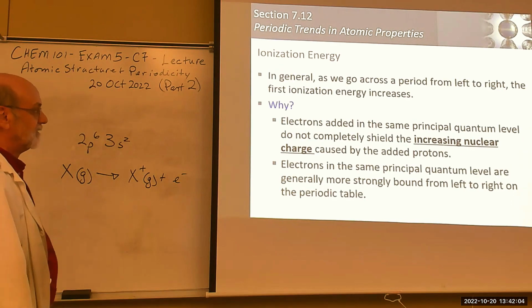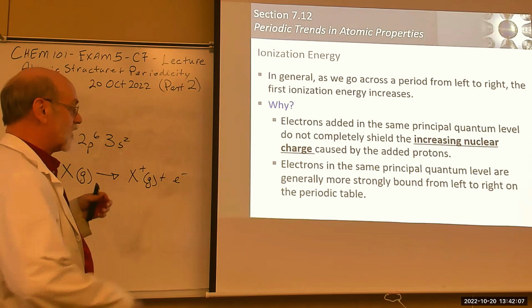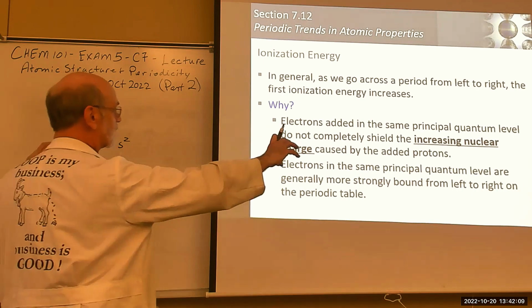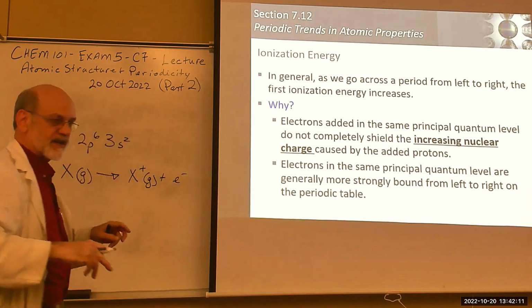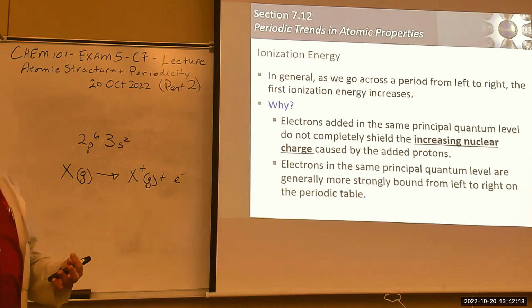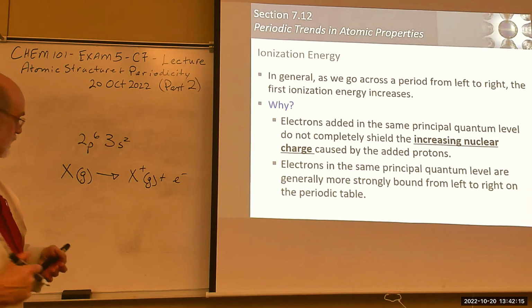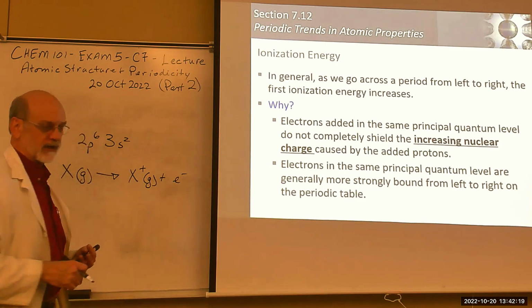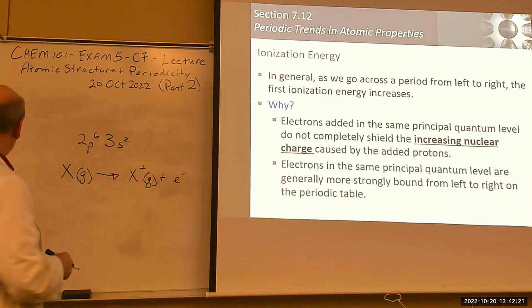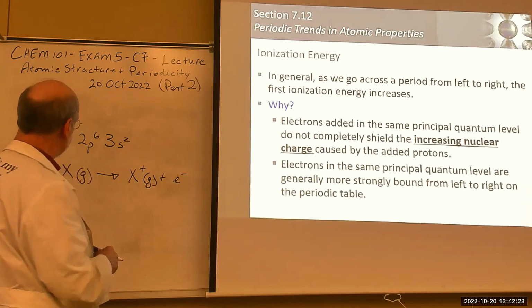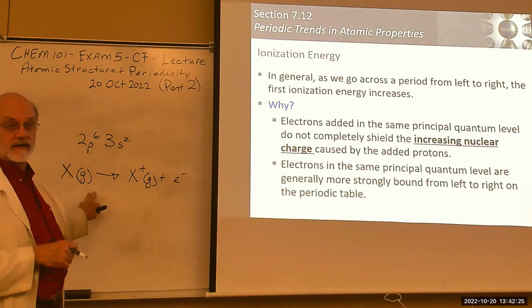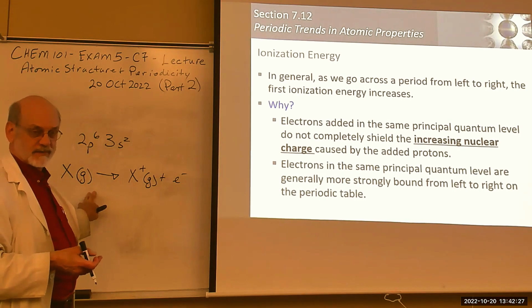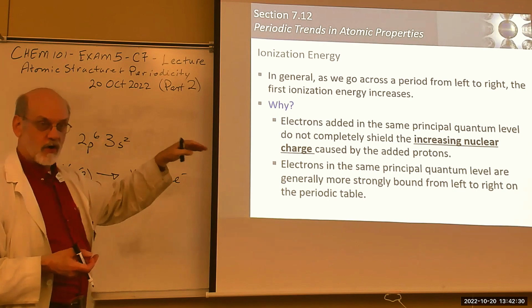As in general, as we go across the period from left to right, the first ionization energies increase. So magnesium is going to have a first ionization energy that's greater than sodium, and aluminum is going to have a higher first ionization energy than magnesium, and so forth, on across.